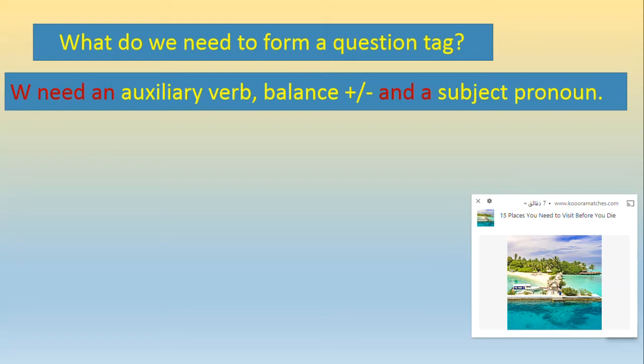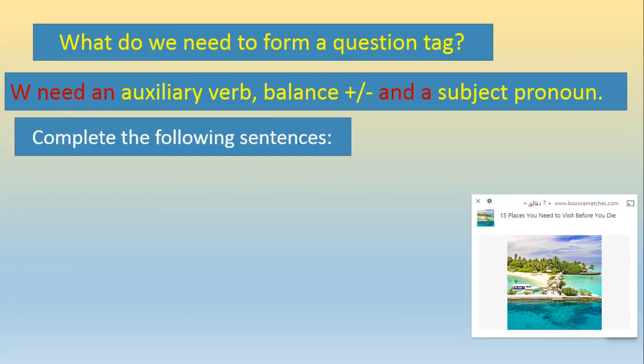And also we need a balance, positive and negative. Okay? And also we need a subject pronoun. Can you say them? There are 7. I, we, you, they, he, she, it. Very good. Excellent.